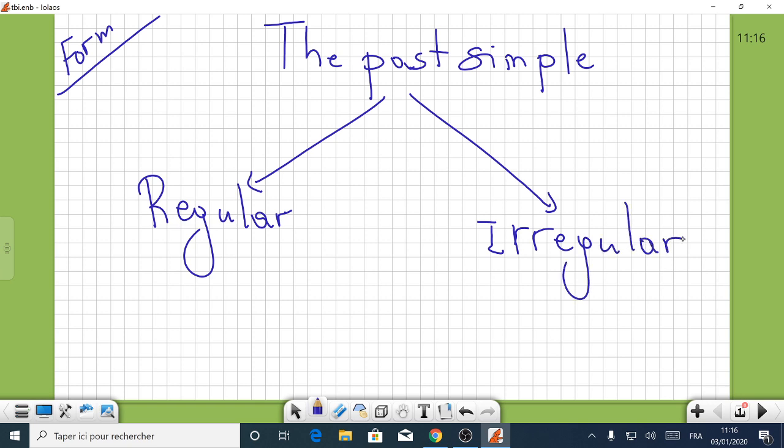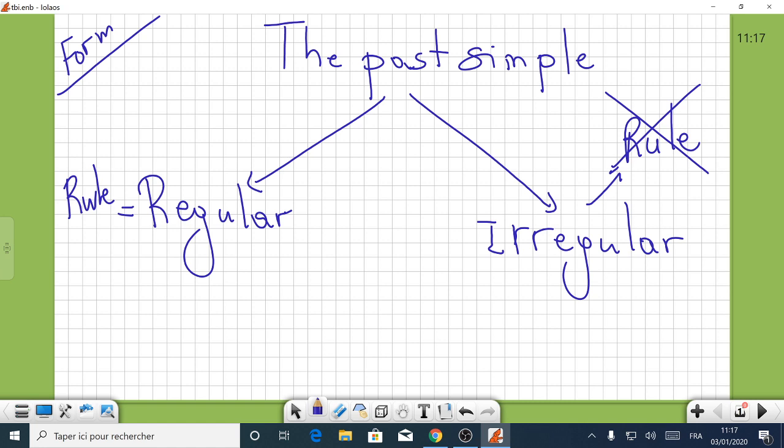Okay, the simple past is divided into two categories, the regular form and the irregular form. Of course, when we talk about regular form, why do we say regular form? Because we have a rule to follow. So if we take a regular verb, we can form the simple past of this following a rule. But when we talk about the irregular verb, we don't have a rule. So what do we have exactly? We have a list to remember by practice or by heart, if you have exams or something like that.